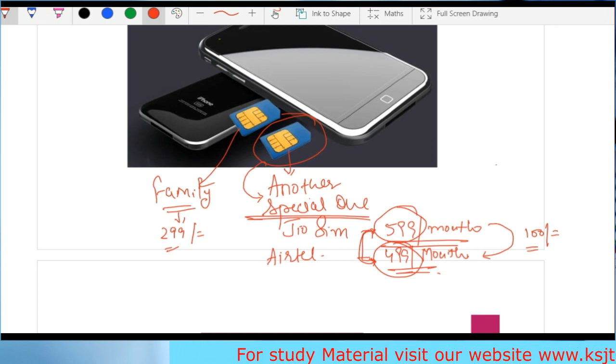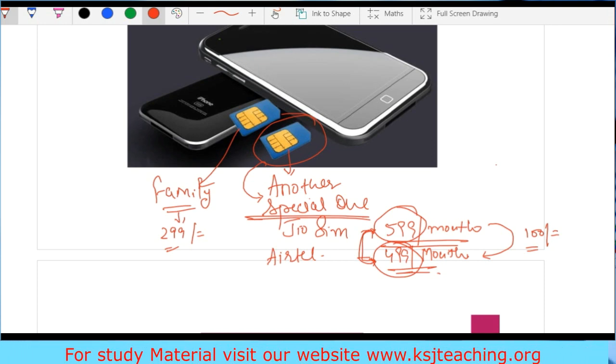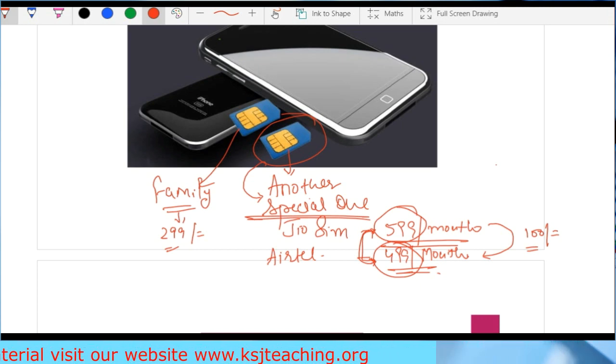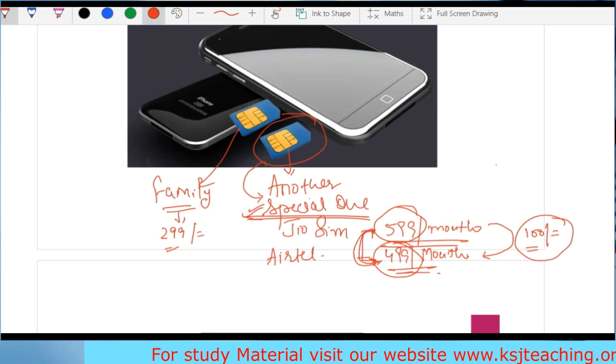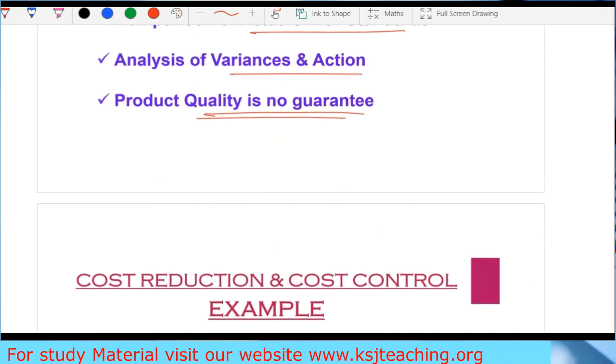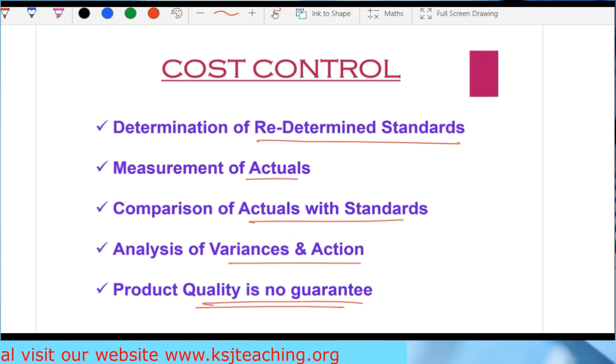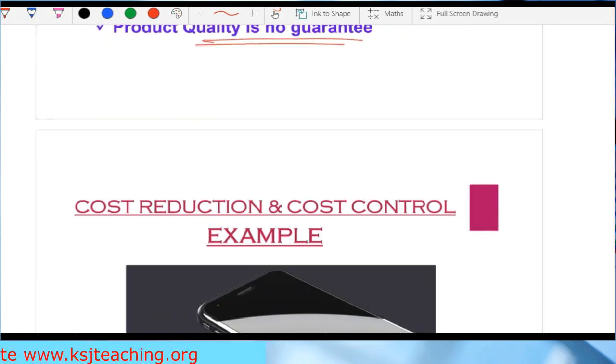Jio might be providing a better quality in 599. Airtel might be providing, the Airtel towers might not be that good, and in saving this 100 rupees, you might be compromising on the quality of the call, right? And if you compromise on the quality of the call, then you might lose this special one also, right? Sir, you are giving the wrong tips. I'm not giving any tips. I'm just taking an example.